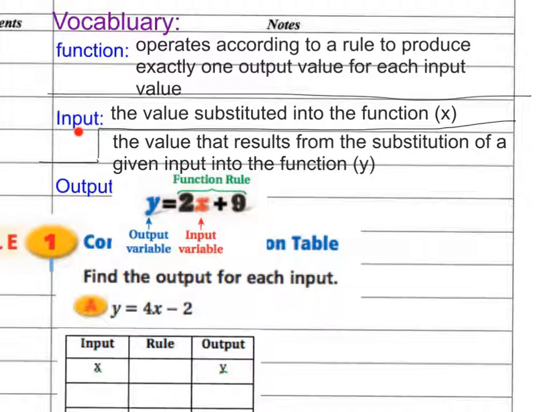Then we have the word input. Input is the value substituted into the function, which is the x value. So we put a number in for x, and then we see what we get out for y. So that is why output is the value that results from the substitution of a given input into the function, or the y value.